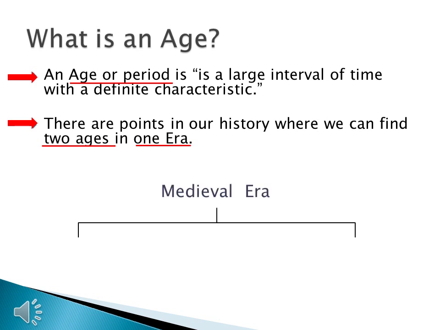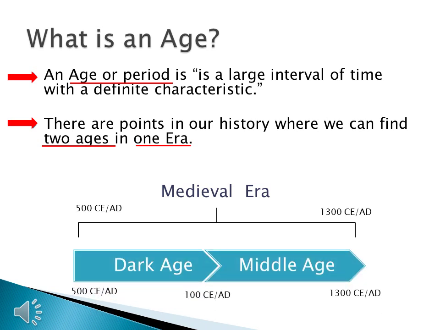As you can see, I have the outline of the medieval era, which goes from 500 CE to 1300 CE. But we can put two full ages in that time period, the Dark Age and the Middle Age. Two ages in one era.